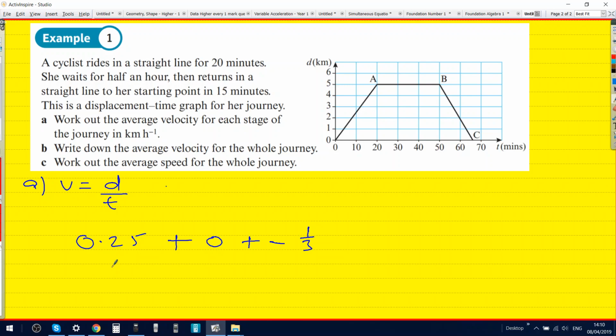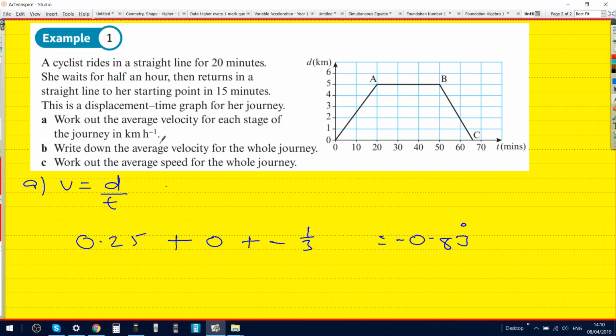Minus 0.83 recurring. So recurring kilometers per hour. I just want to see something else about this. Oh, hold on. So part A just wanted it for each stage of the journey. Okay, so that's what we did. We said it's on average, the average velocity. So this one is 0.5. That one is 0. This is minus a third. And then for the entire thing.